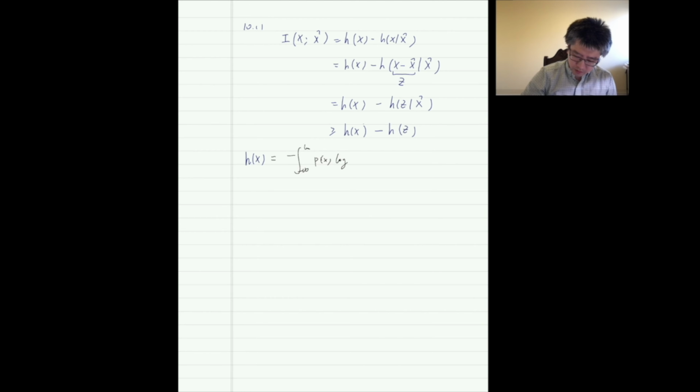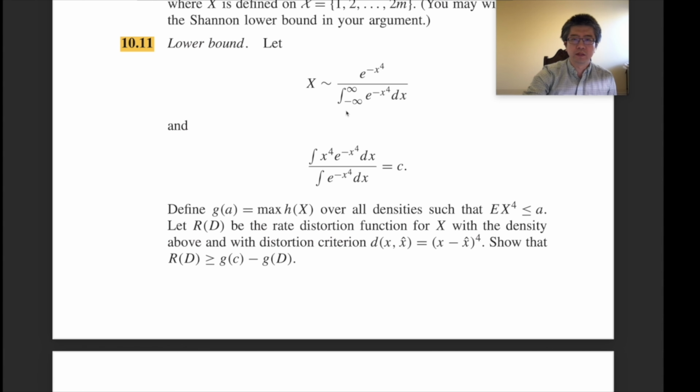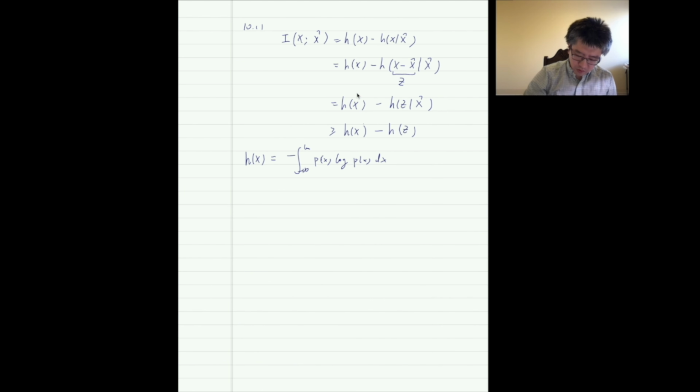negative integral of p(x) log p(x) dx. Okay, so now let's call the term in the denominator a. That's kind of complex, so we let this equal a, so that we don't need to write it all the time. Then we can compute this as negative integral of e to the negative x^4 over a, times log of e to the negative x^4 over a, dx.